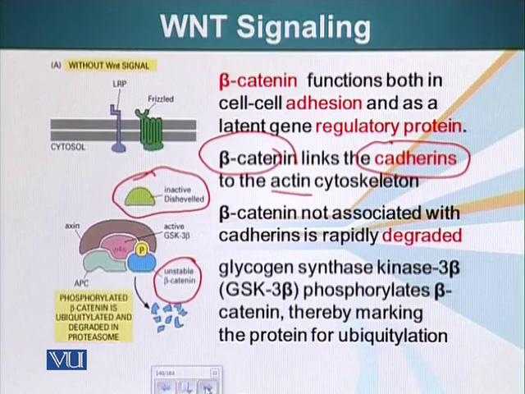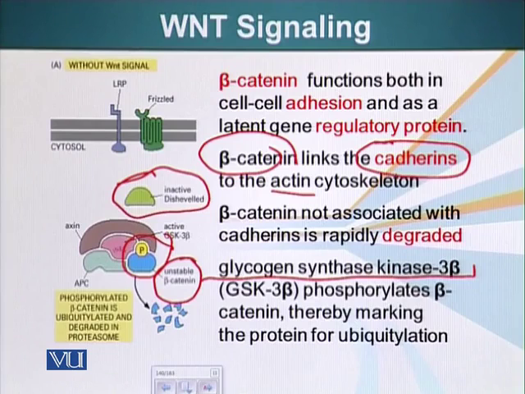It is composed of glycogen synthase kinase 3 beta, GSK 3 beta. As I've said, kinases phosphorylate. It phosphorylates beta-catenin, thereby marking it for degradation. And before it is degraded, a small ubiquitin molecule is attached to this protein. We have talked about this, that any protein that has been tagged with ubiquitin is taken to the proteasome and degraded.